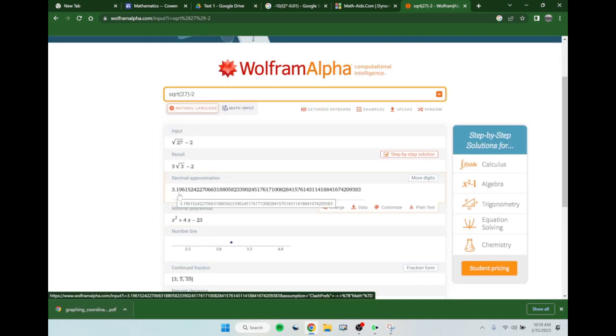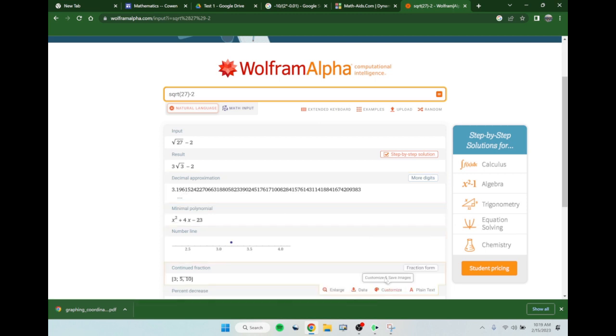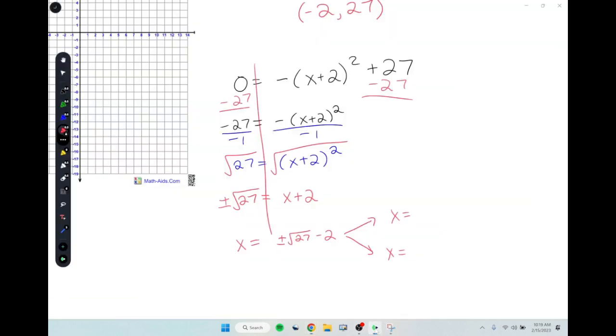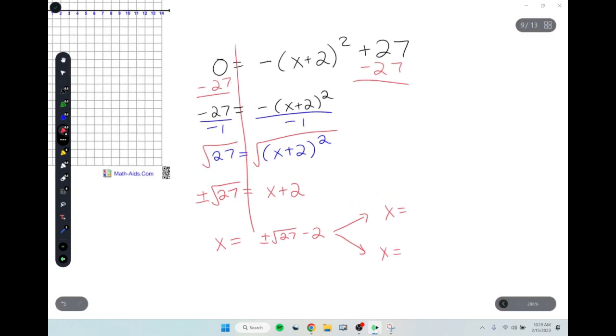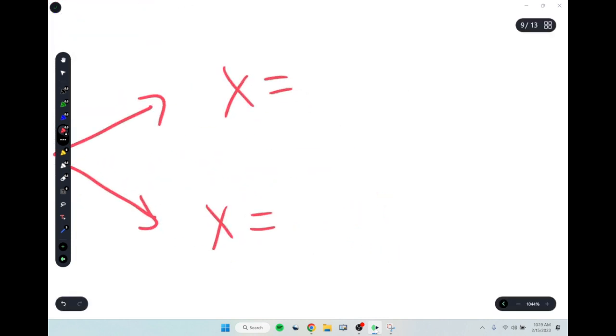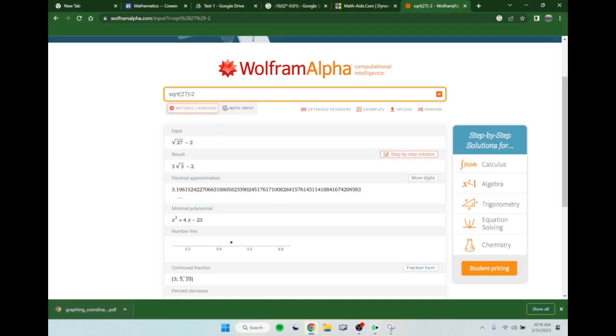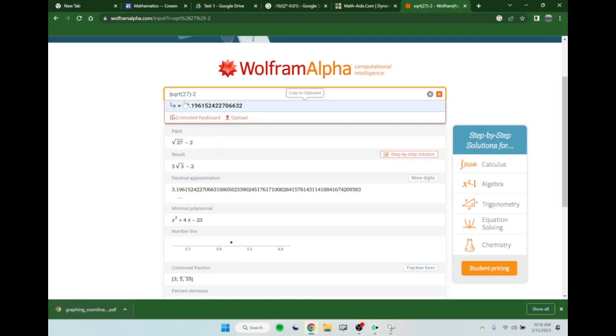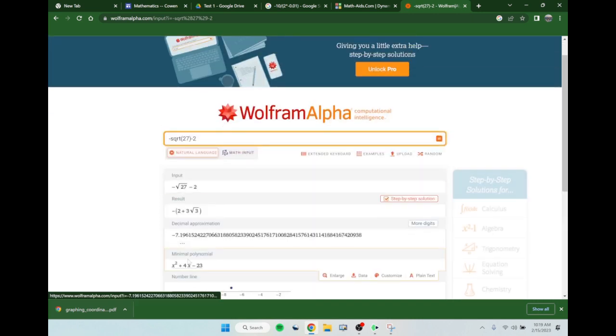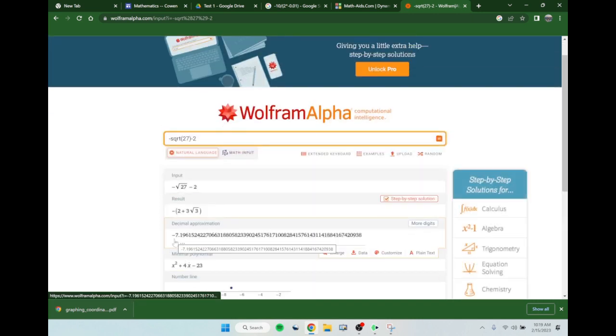Anybody get 3.19? 3.2 if we round up to the third? Oh, jeez. I'm just going to go, well, we're just graphing, right? Graphing is okay to not be exact. 3.19. Okay, what about the other one? 7.196. That's just throwing a negative on the front of it? Negative 7.196?